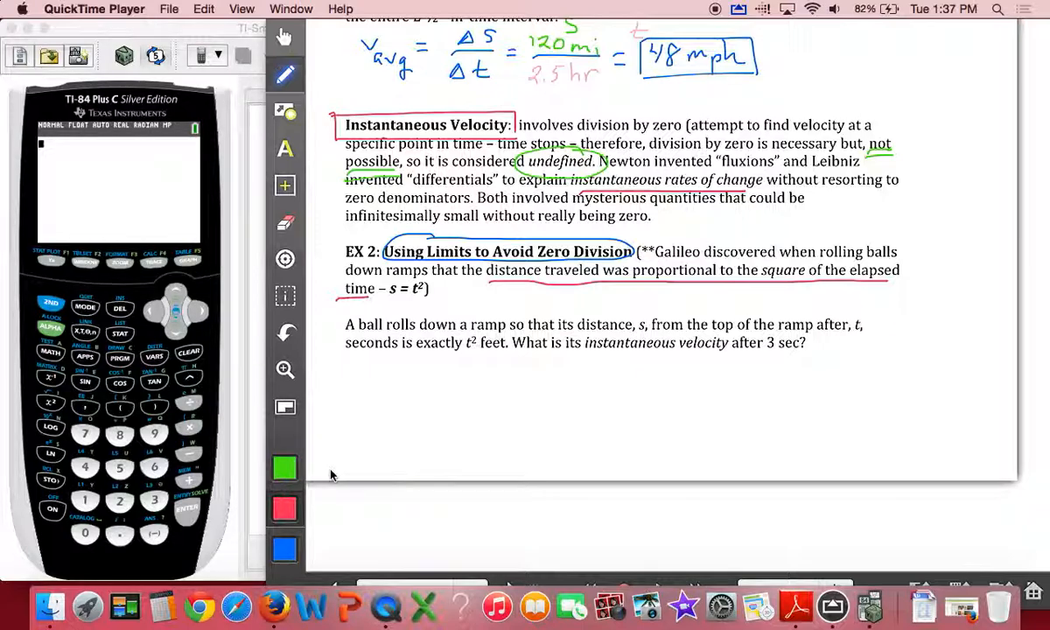So remember, distance is s, time is t, and so he discovered this relationship. Distance is equal to t squared. Distance is equal to time squared. So if I know that my time that the ball rolled down the incline was 5 seconds, I can square that. My distance will be 25 units of some sort.